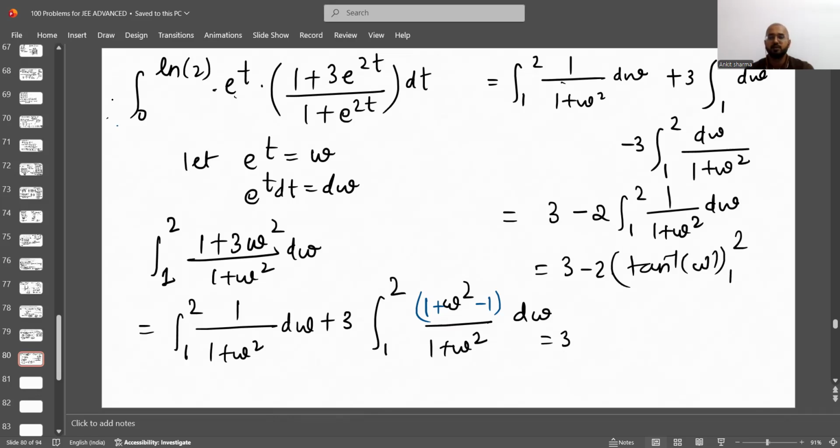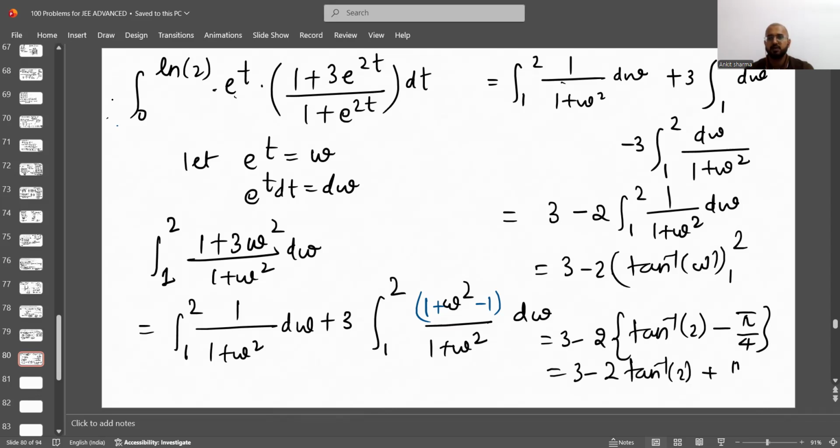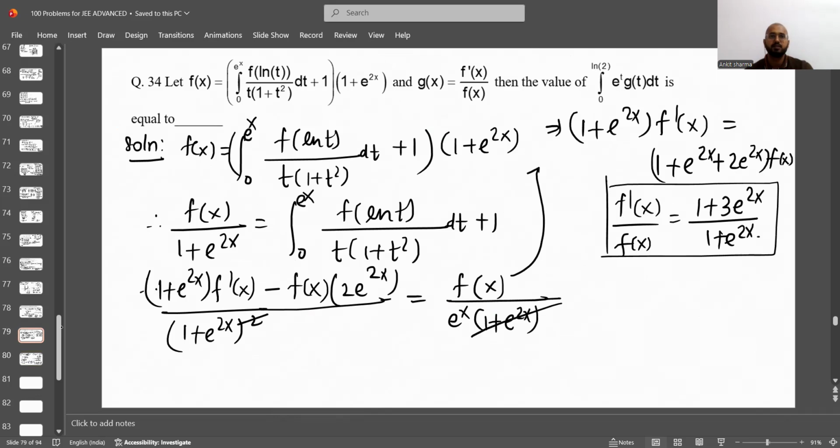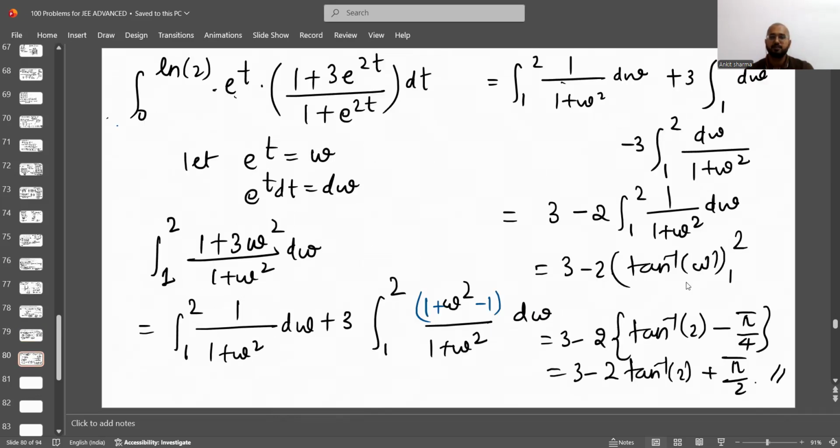So now we can plug in here upper limit. So upper limit will be tan inverse of 2 minus tan inverse of 1, which is pi by 4. Now this will turn out to be 3 minus 2 times tan inverse of 2 plus pi by 2. And that's the final answer. So 3 minus 2 times tan inverse of 2 plus pi by 2 is nothing but the answer of this thing. Now let's go to the next.